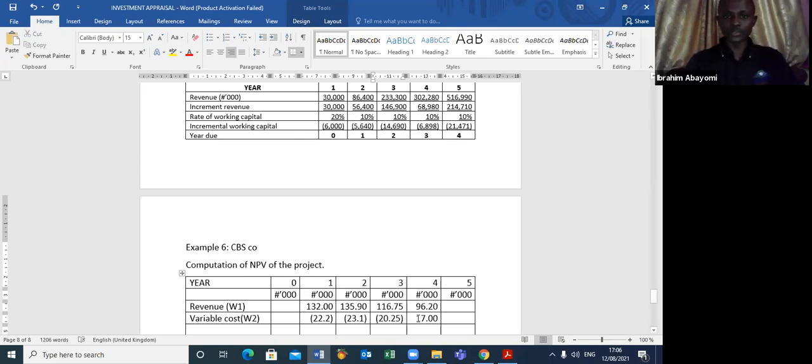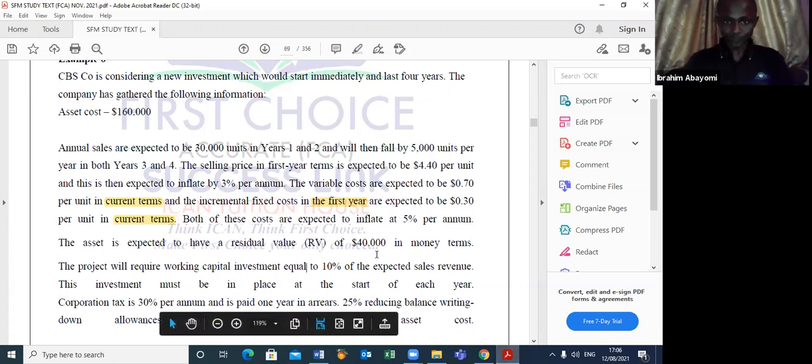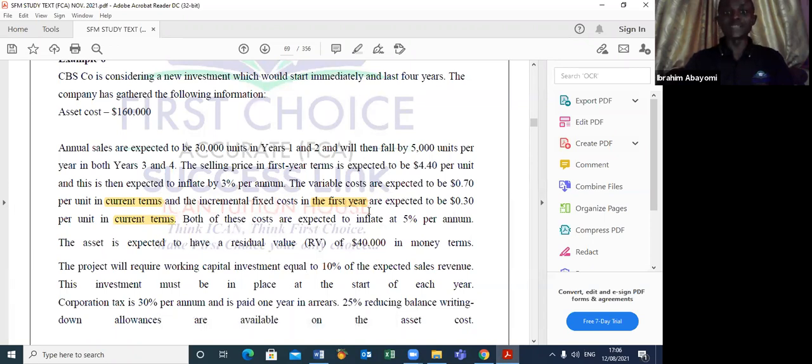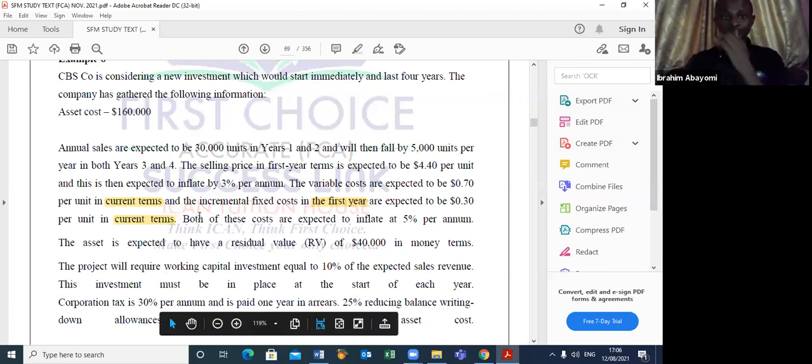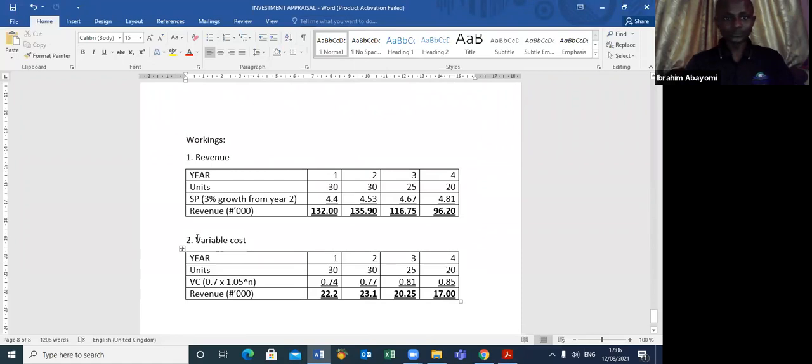So the next one is fixed cost. What is the information we have on fixed cost? Fixed cost in the first year is expected to be 0.3 per unit in current term as well. So the same thing that applies to variable cost, we apply to fixed cost. So let me go and state my work note 3. I copy exactly what is in.